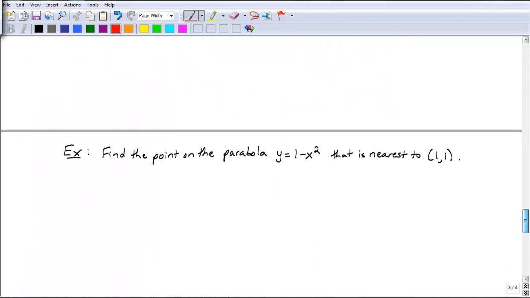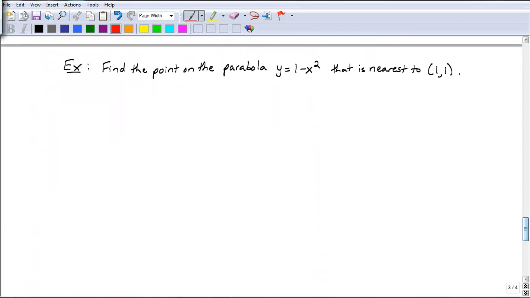So one more of these. It says find the point on the parabola nearest to (1, 1). And this is the same kind of thing. They're looking for something that's nearest. So my objective function is going to be the distance, because the distance tells me how close or far something is. Well, to find the distance, I need 2 points.